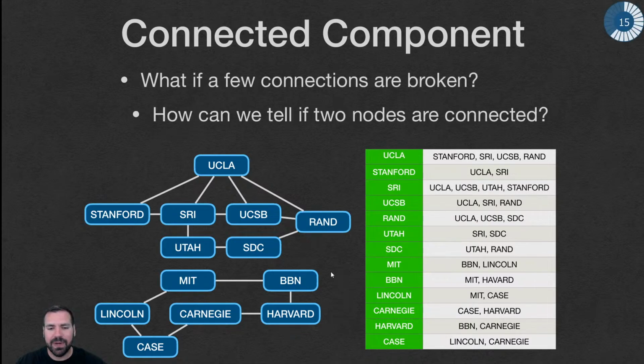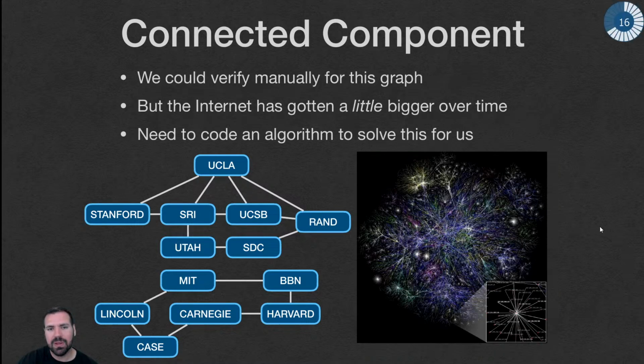But what happens if we change the graph a little bit? I deleted 2 edges here, and now the connected component for each node is a little bit different, and this graph is no longer connected. So if this is the case, how do we even tell if 2 nodes in the graph are connected at all? Well, we're going to need an algorithm for that. Actually, for this one you can just look at it and figure it out. But the internet's a little bit bigger these days.